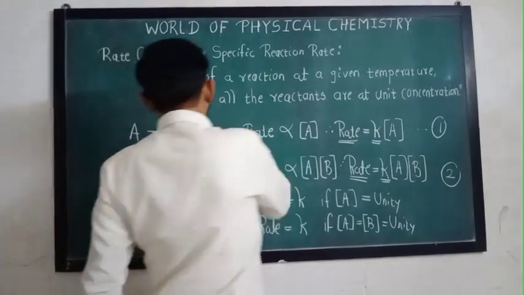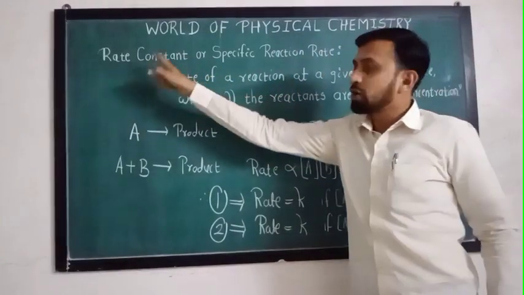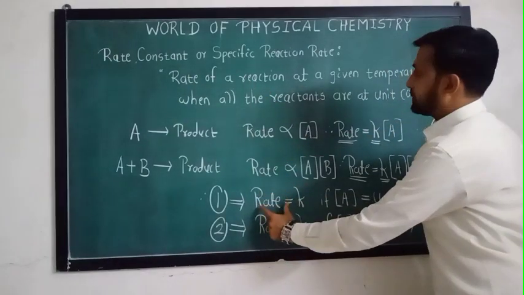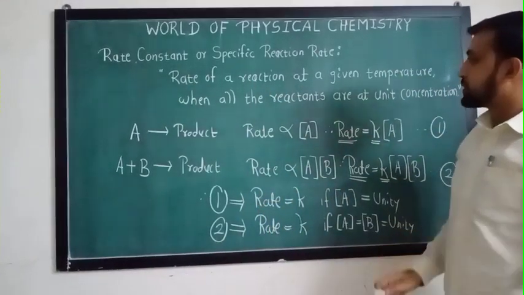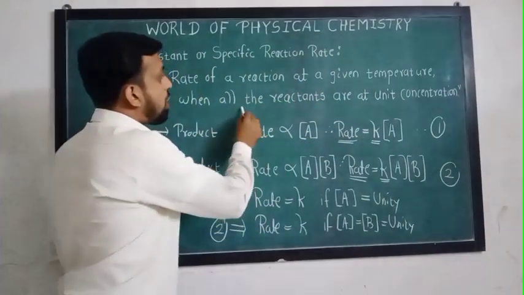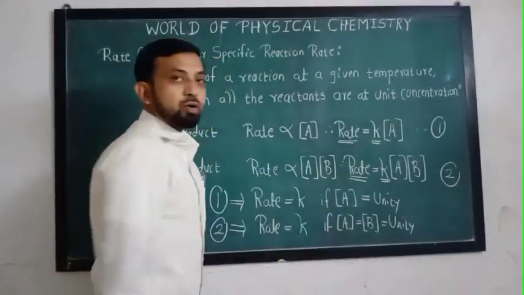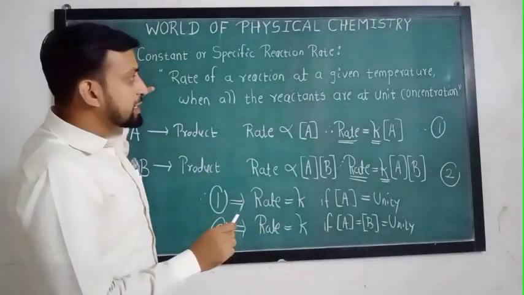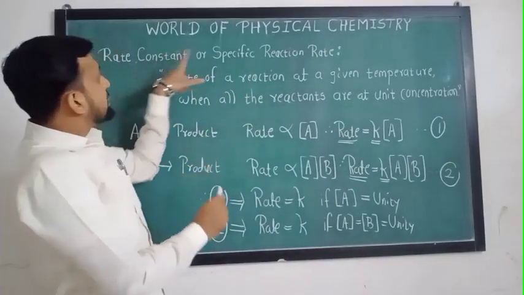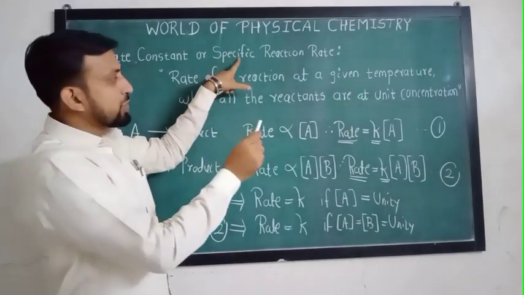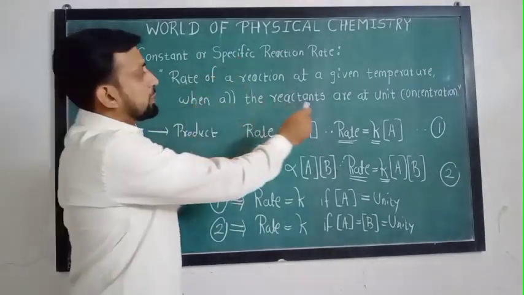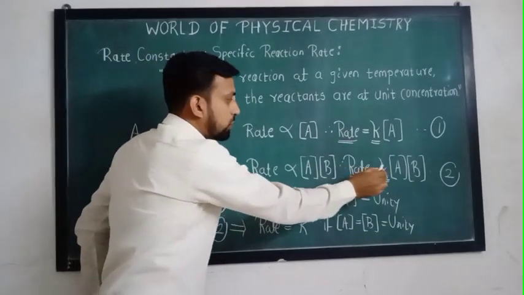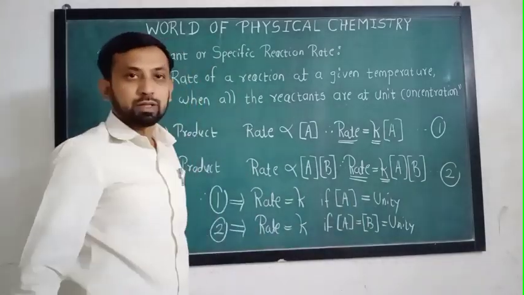That is, the rate constant of a chemical reaction is defined as the rate of reaction at a given temperature when all the reactants are at unit concentration. It is called a rate constant, and for this reason it is also called the specific reaction rate, because it is specific. At unit concentration, the rate is equal to the rate constant.